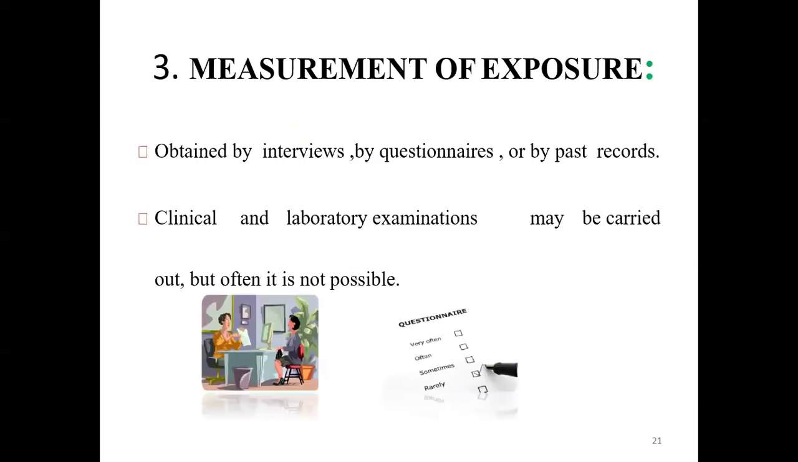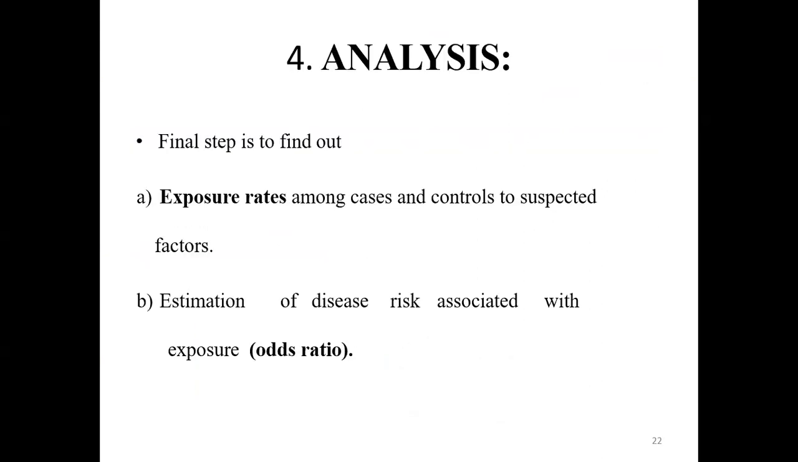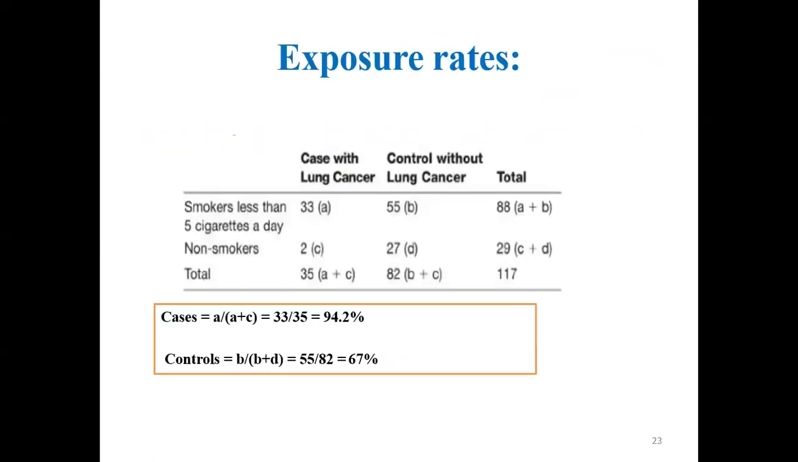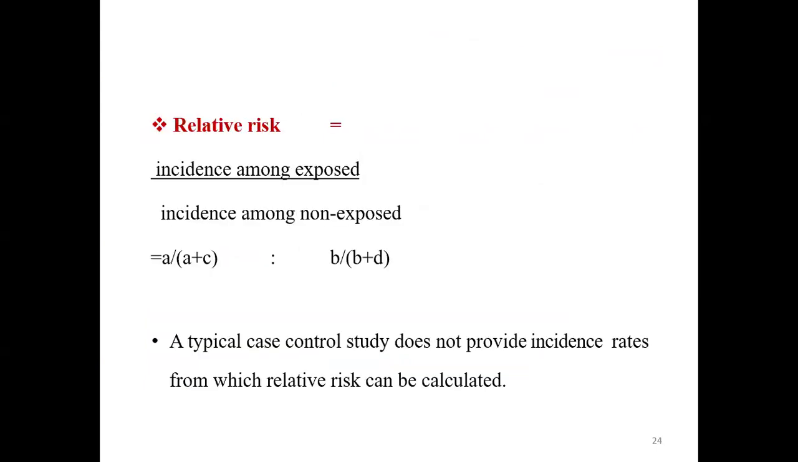Third step is the measurement of exposure, which is obtained by interview, questionnaire, or past records. Clinical or laboratory examinations can be carried out. And the final step is the analysis, which is done to find out the exposure rate. And second is the estimation of the risk, that is the odds ratio. So this is the formula for the calculation of the exposure rate, that is A upon A plus C in the cases. And for controls, it is B upon B plus D.